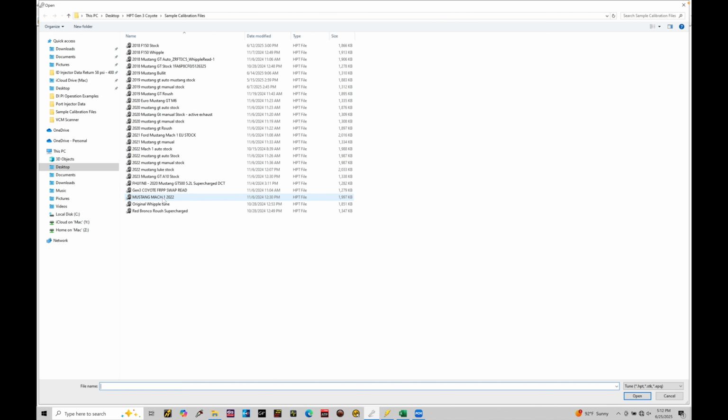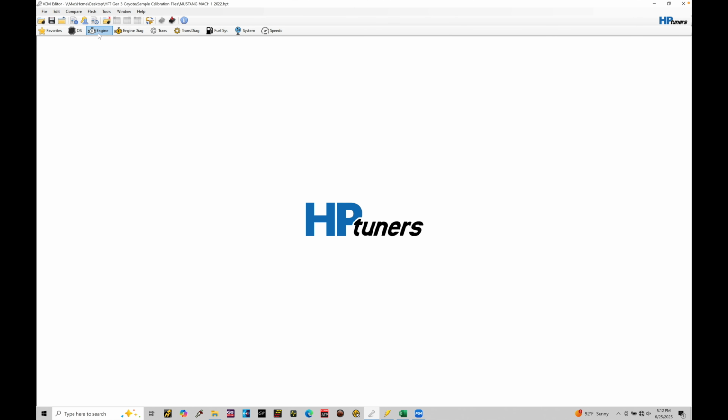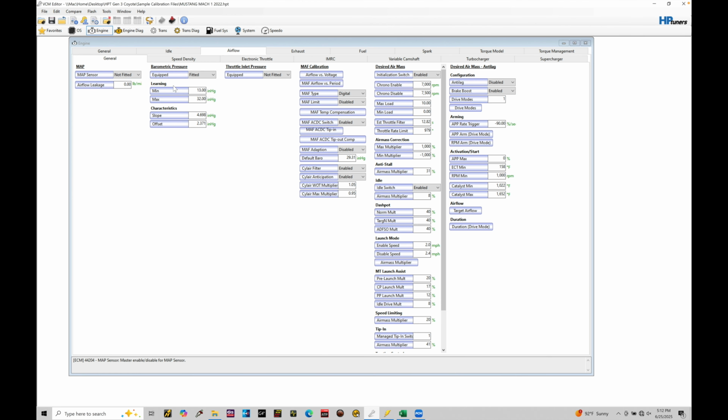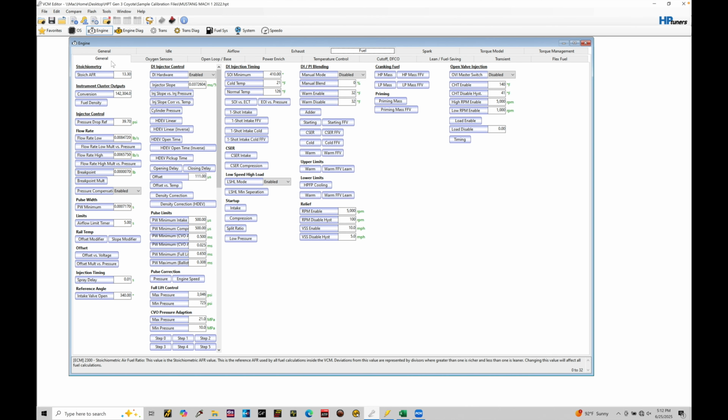So let's go up into the Mach 1 option. 2022 Mach 1. I'm going to go in here to Engine, and we're going to move over from General to Fuel over to General. Now we're going to be taking a look at how we can edit our low and high slope values in our injector programming to get our fuel trims better dialed in.